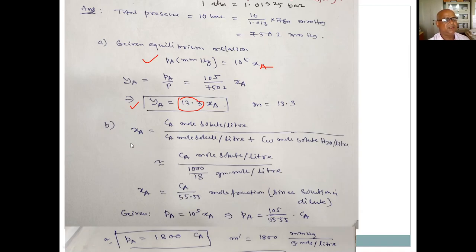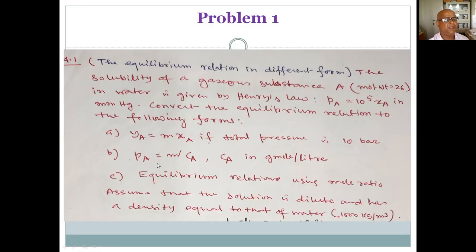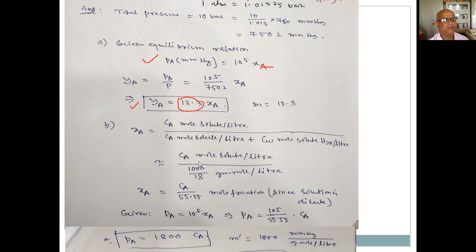Now the second thing I have to do: Pa equal to m dash Ca, where Ca is in gram per liter. So Pa I need not change. Pa is the same. I need to convert Xa to Ca. So what is Xa? Xa is equal to Ca, concentration in mole solute per liter, by Ca plus Cw, mole of water per liter.